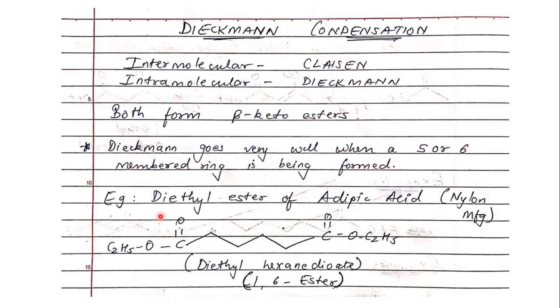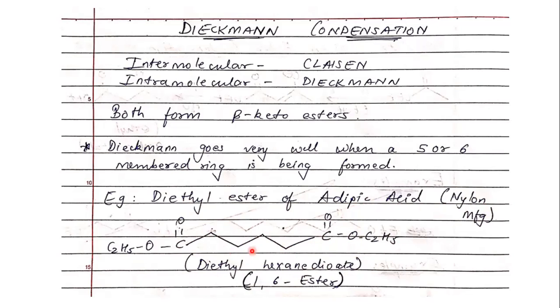That's why. So here we'll take the example of a diethyl ester of adipic acid. Adipic acid is nothing but a raw material used in the manufacture of nylon. So adipic acid and the diester of adipic acid. So this is the structure, diethyl hexanedioate. This is the diethyl ester of adipic acid. If you can see, it is a 1,6 ester. 1,6 meaning if you start numbering from here, 1, 2, 3, 4, 5, 6. So it is a 1,6 ester.